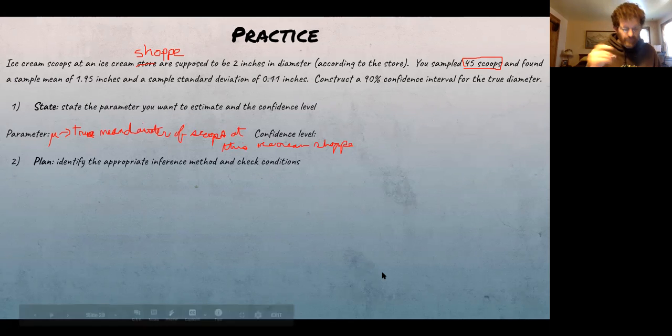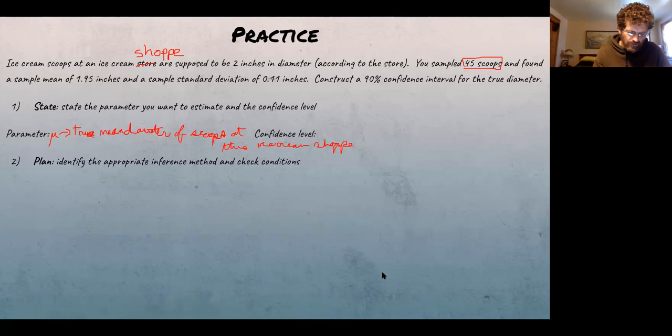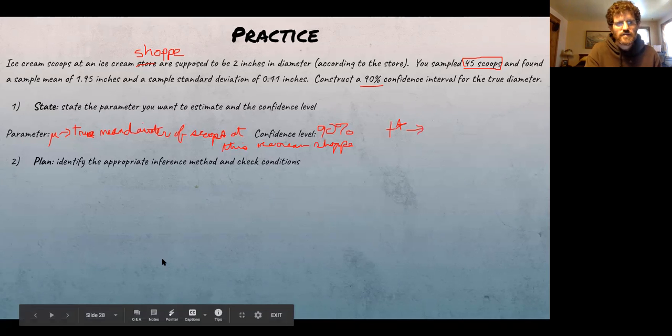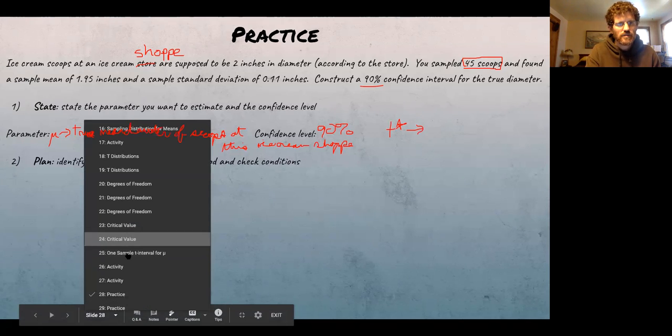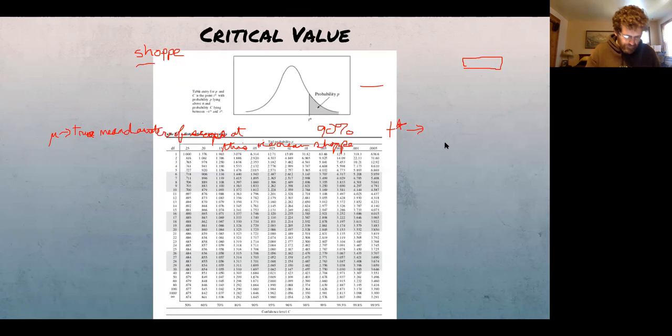Oops, no, that's okay. We can show that. The confidence level, 90%. Which means I want to go ahead right now and figure out my critical value, T star. But this is where it gets a little bit weird, because I'm going to go back a few slides. So it's a 90% confidence interval.